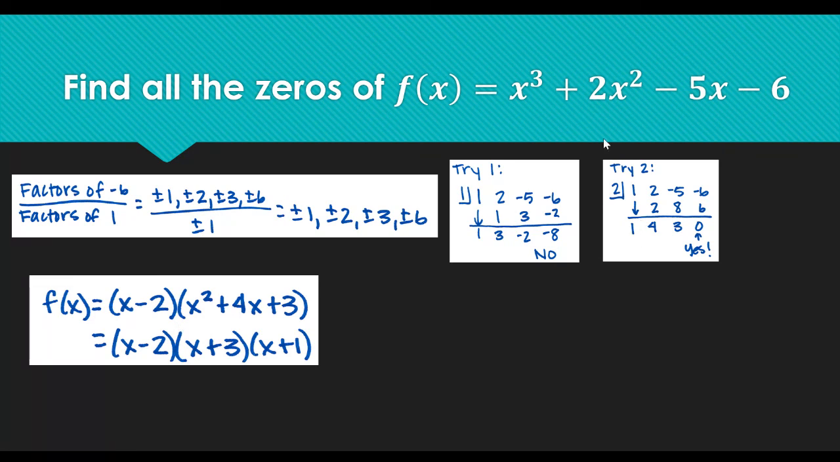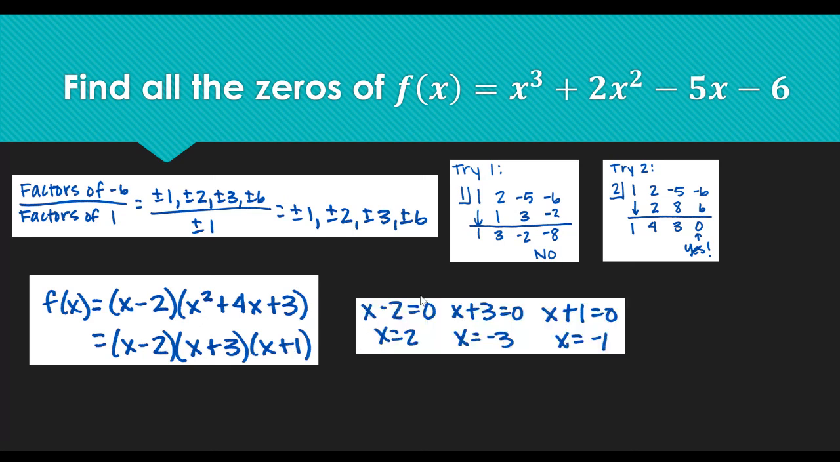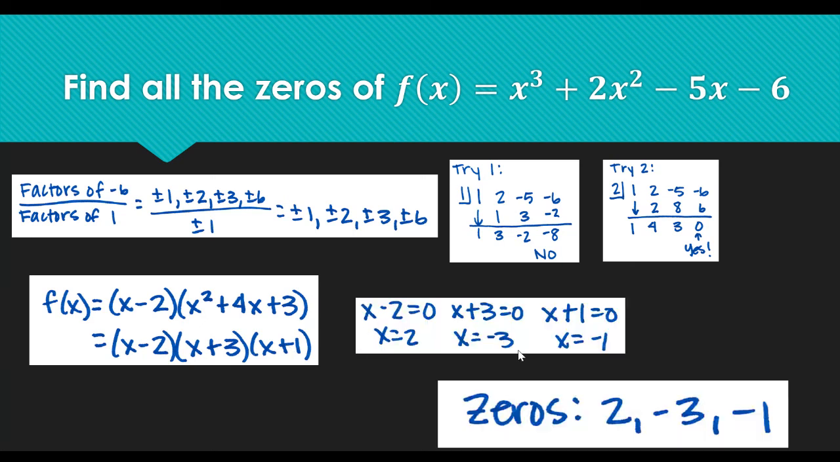And then I started with x to the third, so 1x squared plus 4x plus 3. I make that and I see if I can factor it. X minus 2 stays. Factors of 3 that make 4 would be 3 and 1. I set those equal to 0. So my answers are 2, -3, and -1.